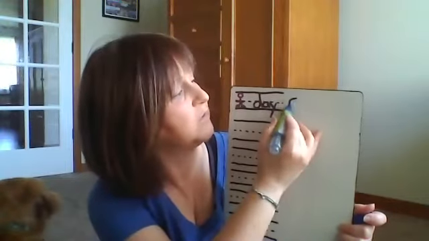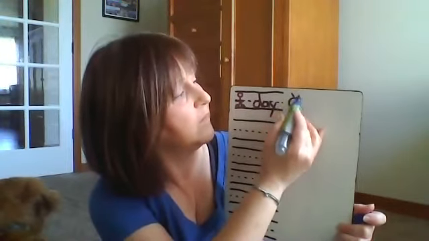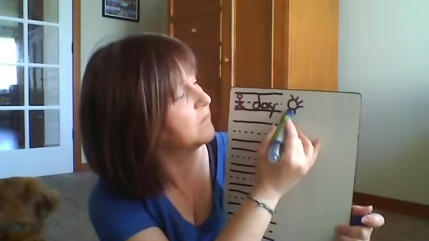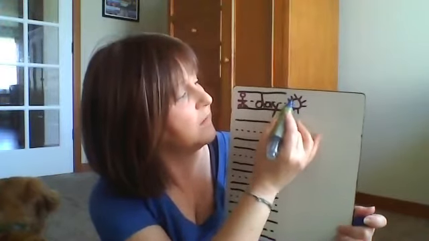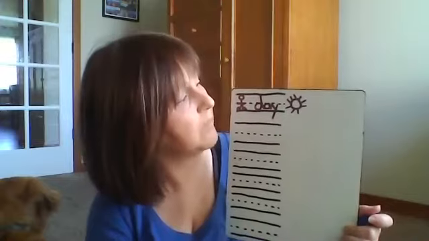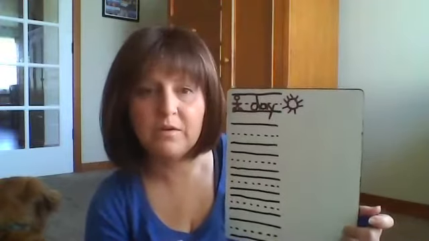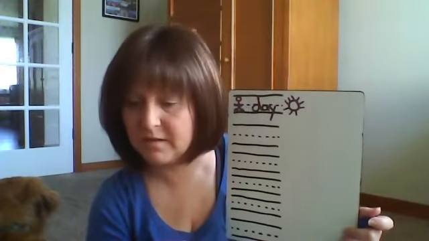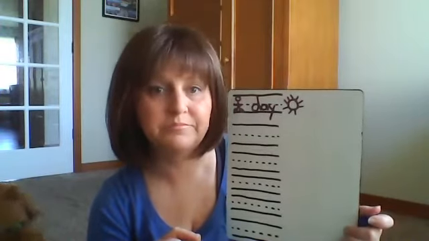I'm going to draw my picture of the sun. That tells us usually that we're in the day. And then I want you to think of a sentence to go with day. Okay, my sentence is, it's a beautiful day outside.